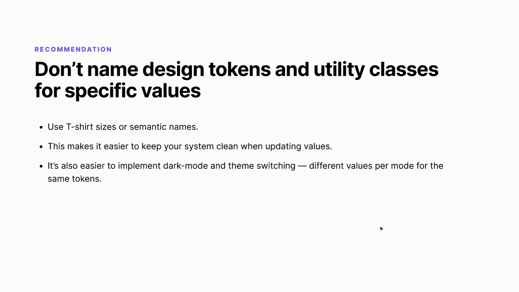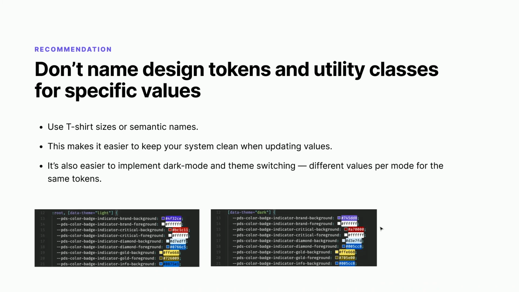And then for the color ones, it's so much easier to implement dark and light mode switching, or any sort of mode, like a high contrast for accessibility or something, if you have the tokens named semantically instead of for values. Okay, the final one.